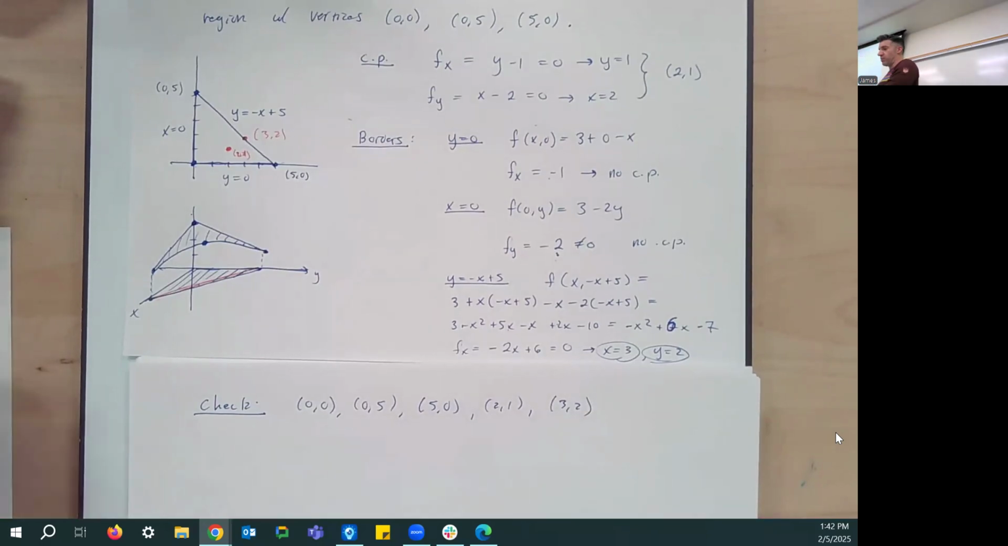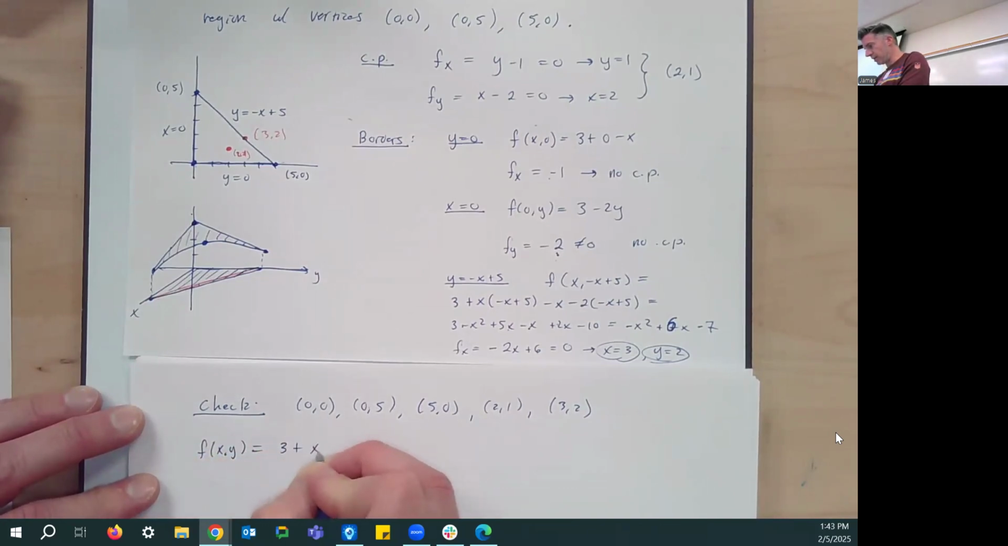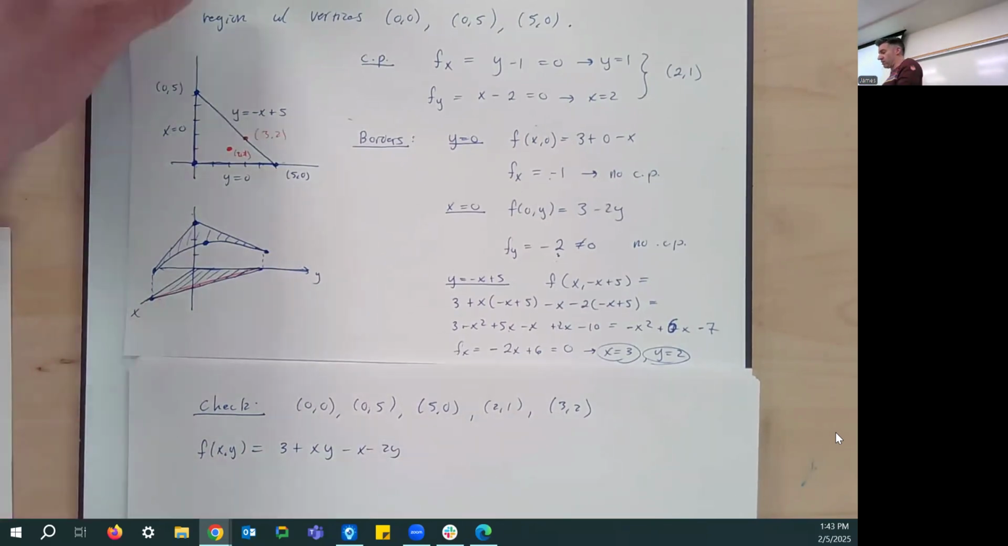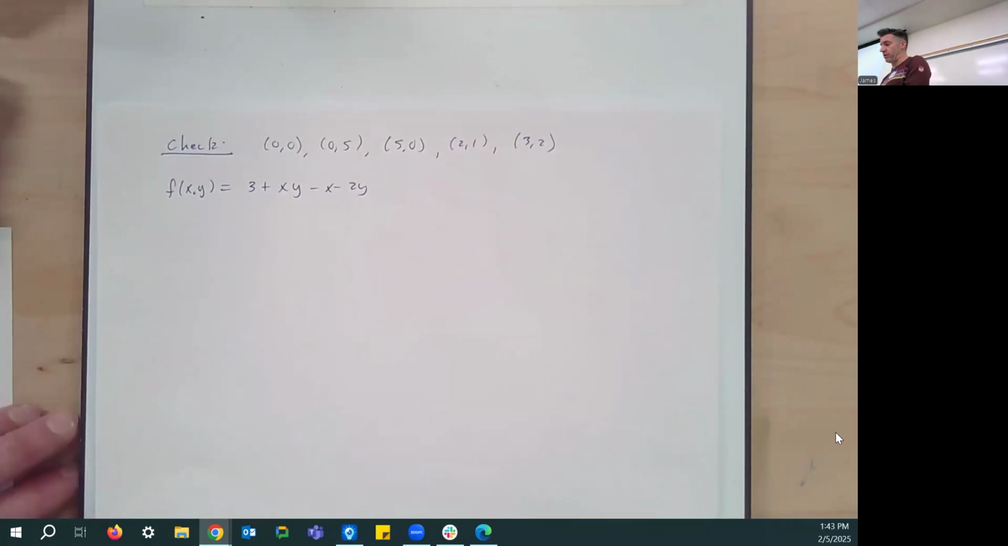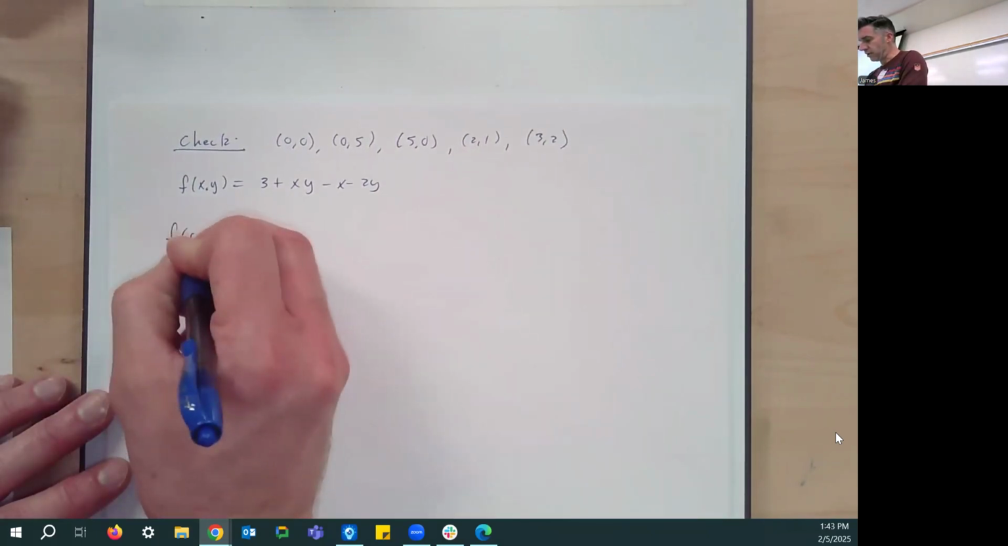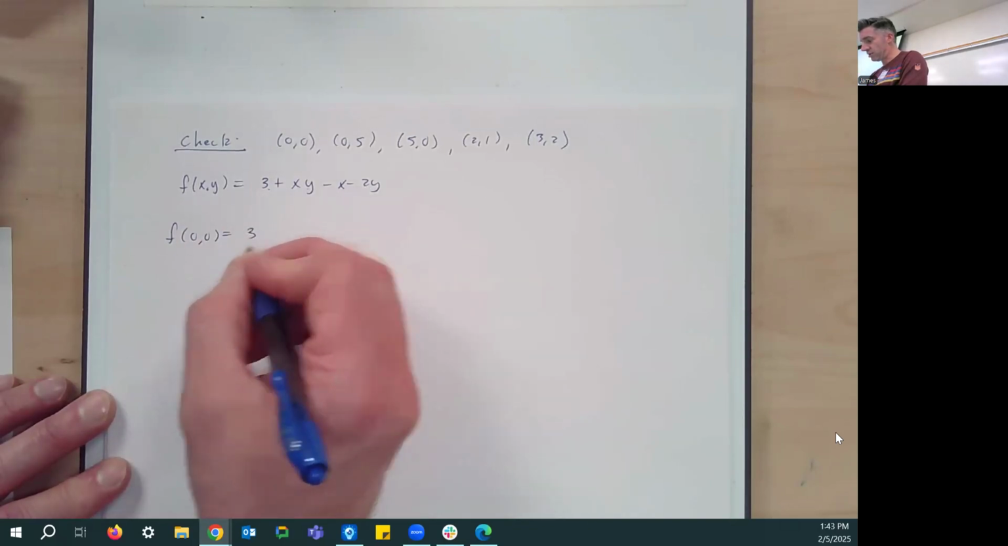So we're going to take each of those, plug them into the original function, which I'll write down here so we don't lose it. 3 plus xy minus x minus 2y, and just see which one gives us the biggest function value, and which one gives us the smallest function value. So f of 0, 0 is going to be 3 plus 0 minus 0 minus 0.